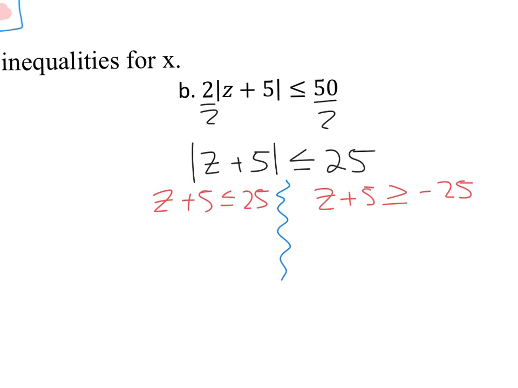Great job. Subtract it. And so by subtracting it on both sides, you have z is less than or equal to 20. And then over here, subtracting 5, once again, you have a negative 30. So be careful, okay? Be aware.